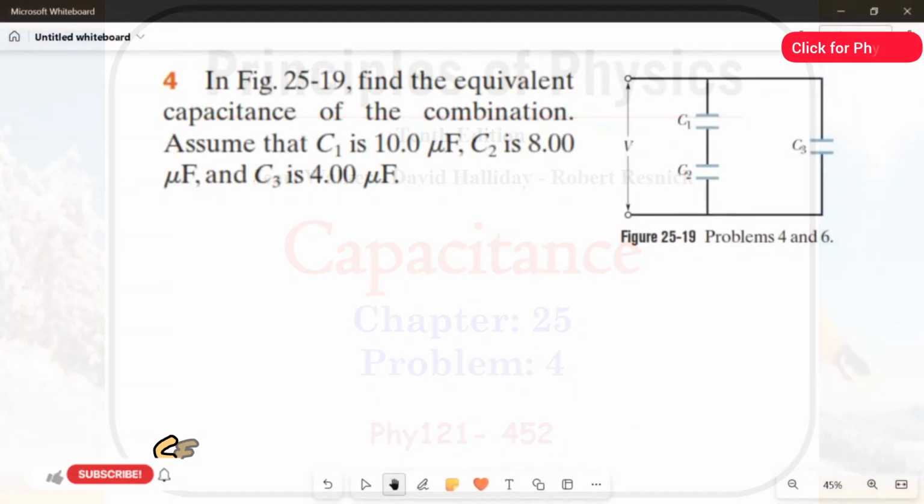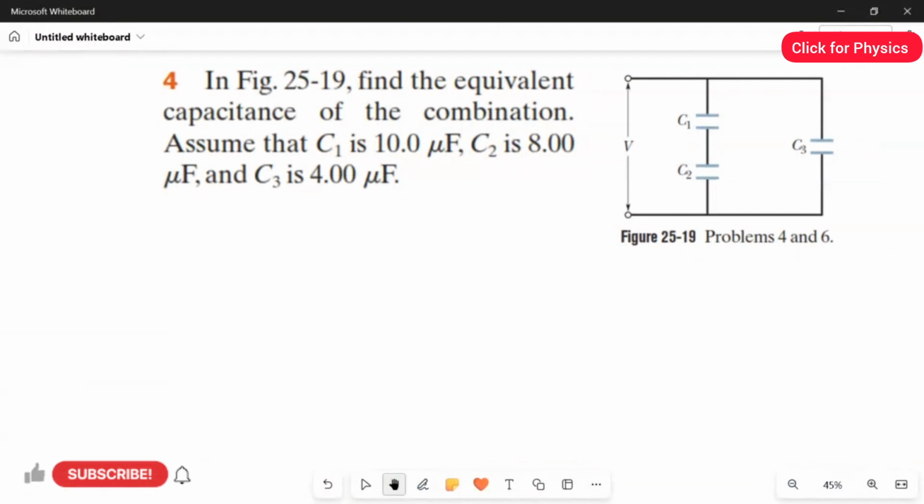Problem 4. Find the equivalent capacitance of the given combination. Assume that C1 is 10 microfarad, C2 is 8 microfarad, and C3 is 4 microfarad. And its figure is given here. You can see there are three capacitors, C1, C2, and C3. Now we have to find the equivalent capacitance value of this three capacitor arrangement.